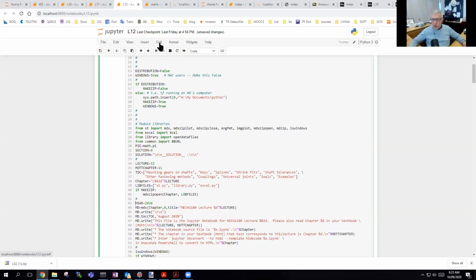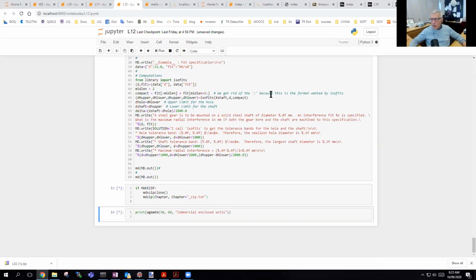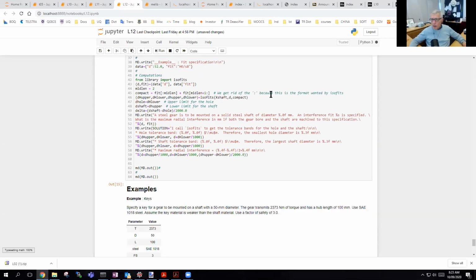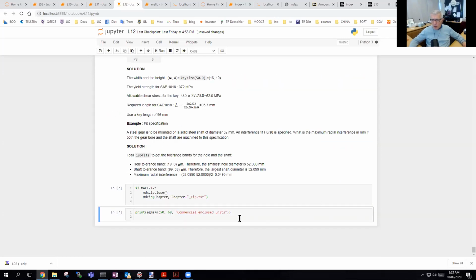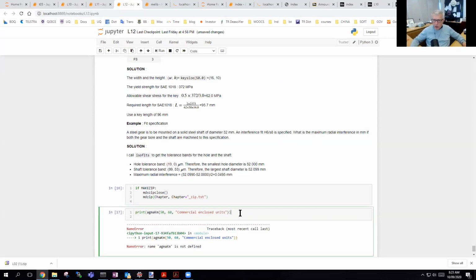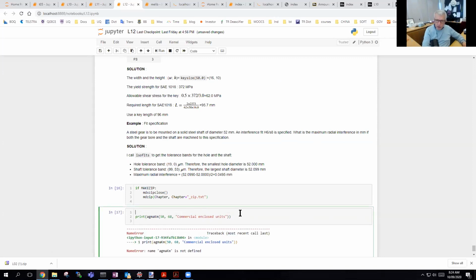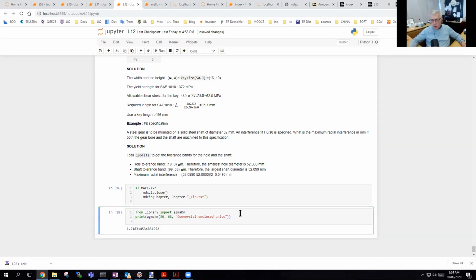Why did I change these things? I don't know. Yep, that's working. So let's do here: import from library import agmaKm. Okay, so that gives you this 1.218. That wasn't your result, was it?